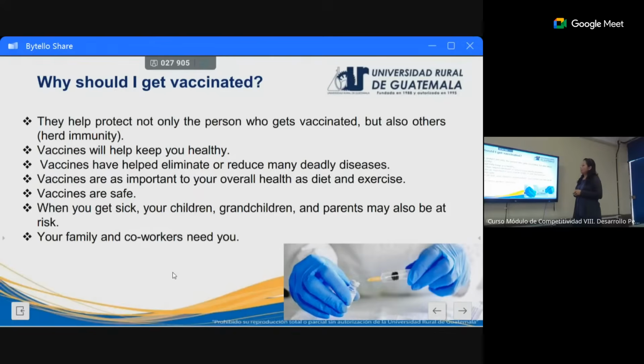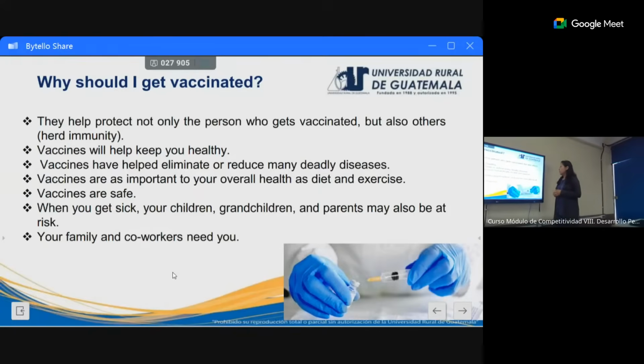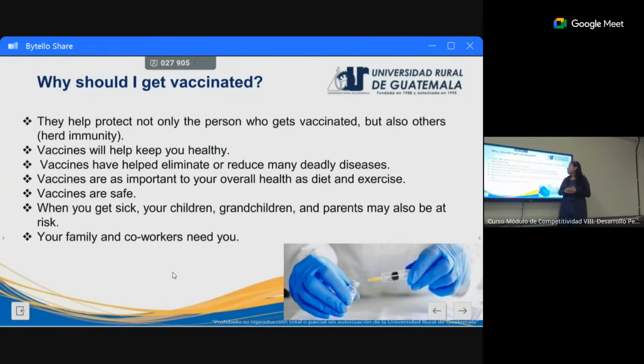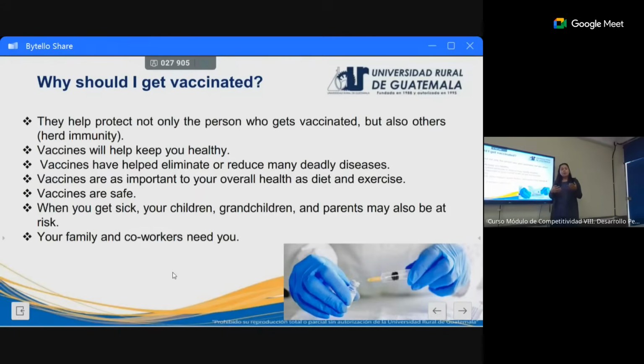It says that vaccines help protect not only the person who gets vaccinated, but also others: herd immunity. That means you have to think about your family, because once a person gets infected with any type of virus, all the people around them can get the same virus. So it's not only one person who is going to get infected. That's how important it is to protect not only you, but your family, your children, your parents, okay? Because, as it says, herd immunity.